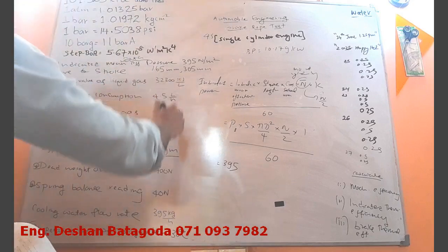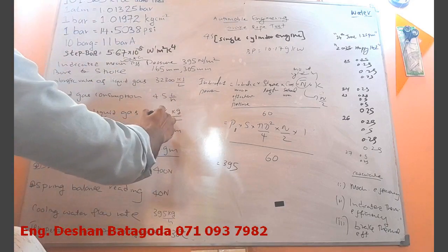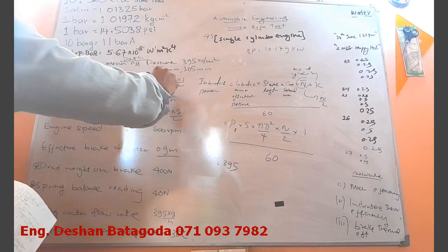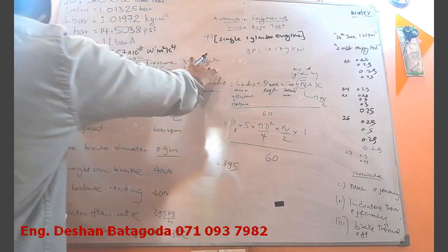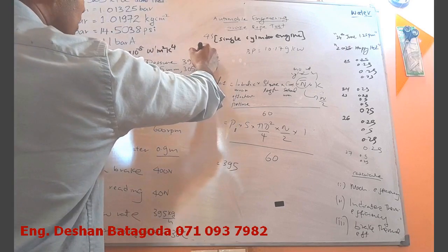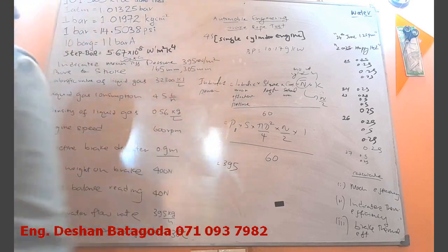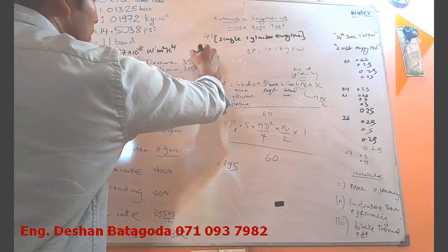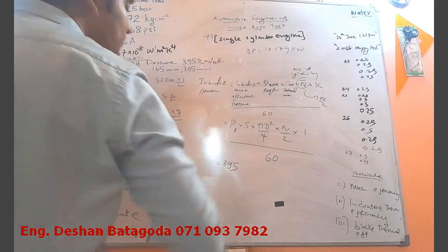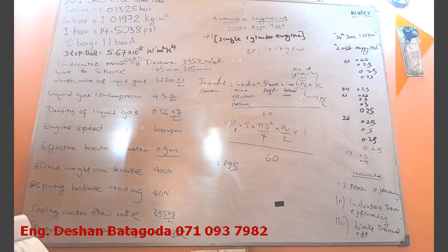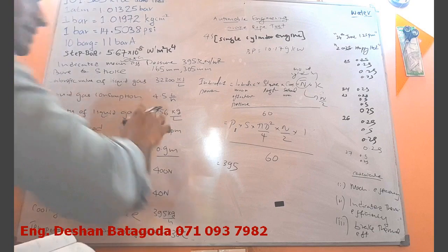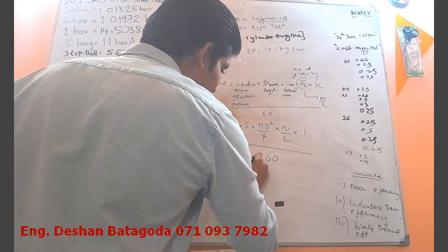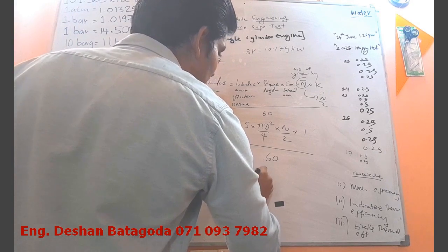But 395, where is it? Indicated mean effective pressure is 395. It's not newtons, it's kilonewtons per meter square. I have to tell you that. Earlier I said it is newtons, but it is kilonewtons per meter square. So now you have to put in standard units: 395 multiplied by 10 to the power 3 newtons per meter squared, okay?